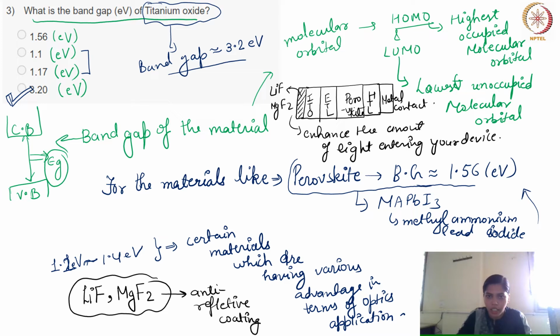Okay. So I have a question: if these coatings are going to increase the amount of light entering the device architecture, what effect will it have on the device performance? Whether it will decrease the device performance or increase it? You can write your answer in the chat box. Any idea, anyone? Increase. Okay. Naman is saying increase. Others?